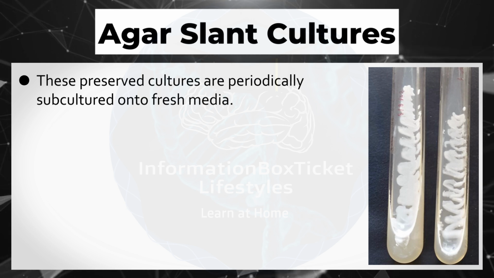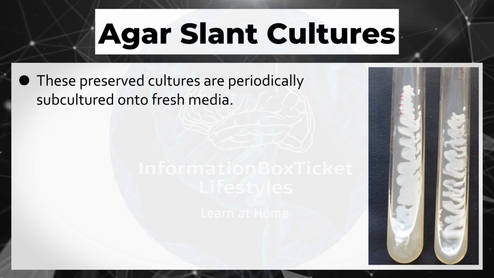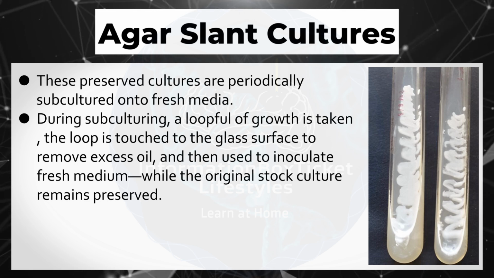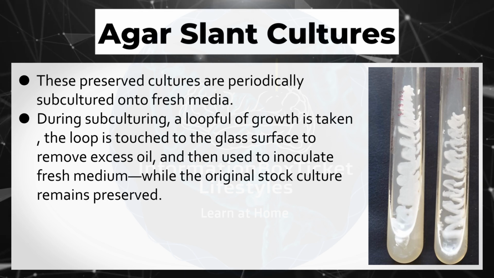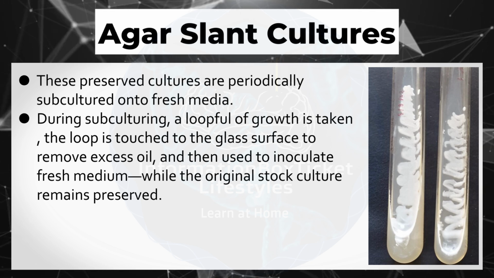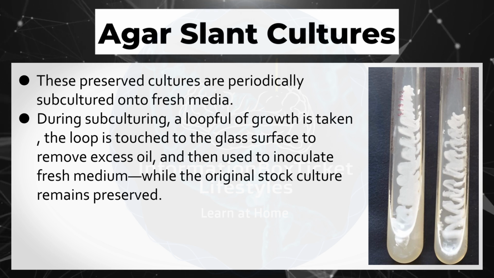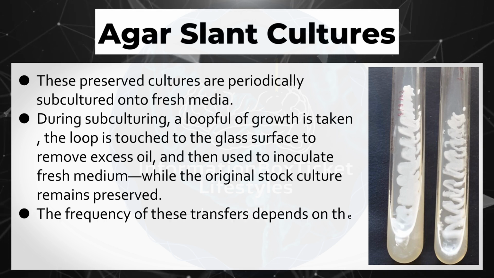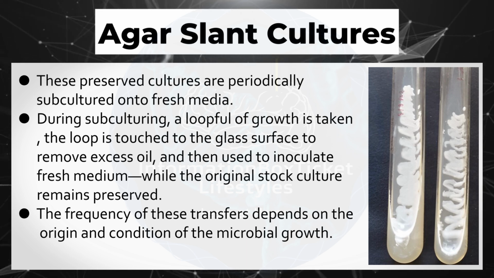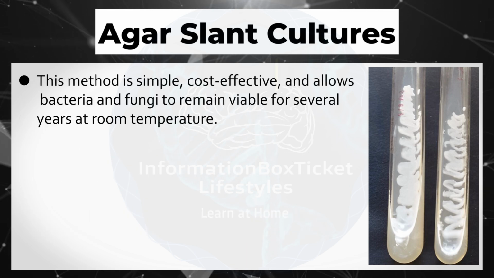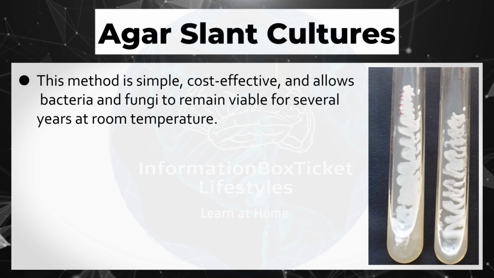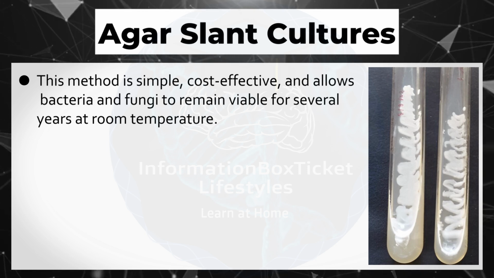These preserved cultures are periodically subcultured onto fresh media. During subculturing, a loopful of growth is taken. The loop is touched to the glass surface to remove excess oil and then used to inoculate fresh medium, while the original stock culture remains preserved. The frequency of these transfers depends on the origin and condition of the microbial growth. This method is simple, cost-effective, and allows bacteria and fungi to remain viable for several years at room temperature.